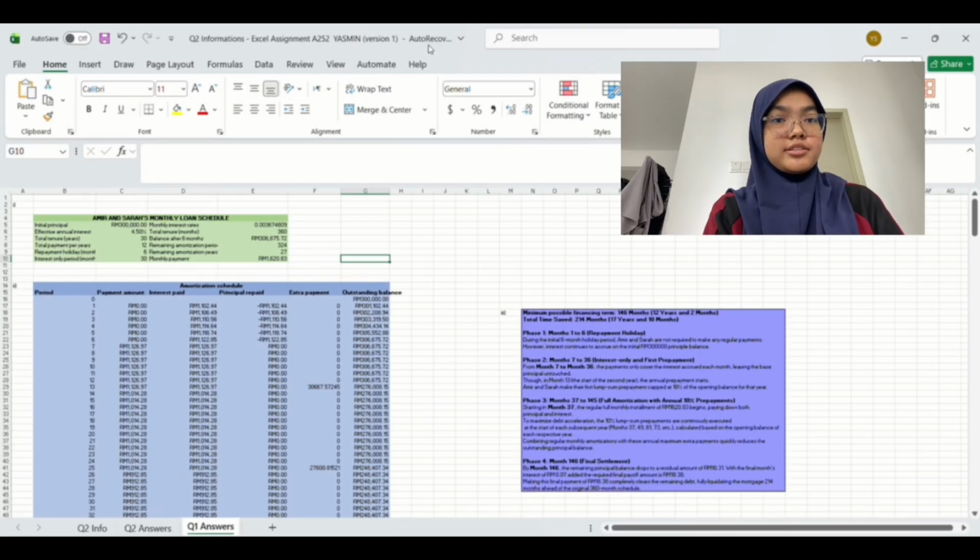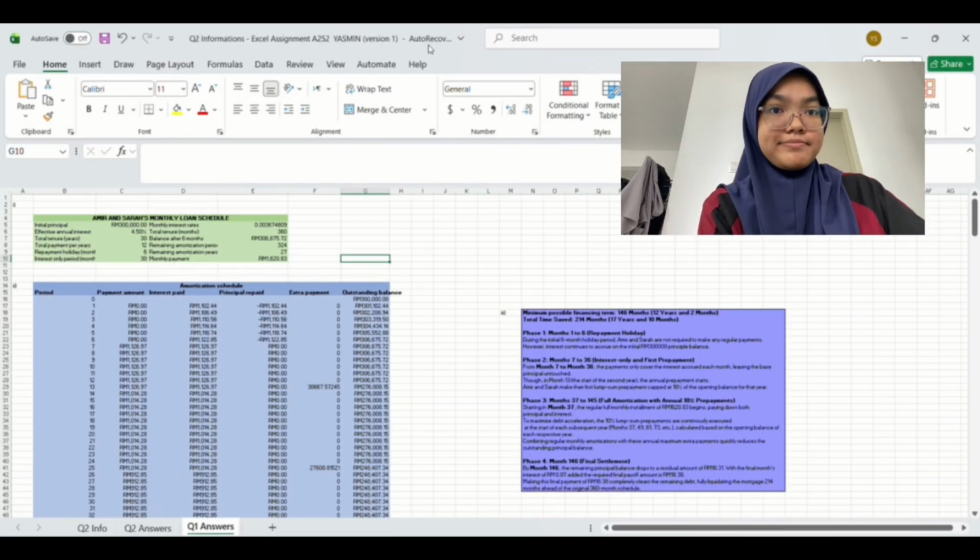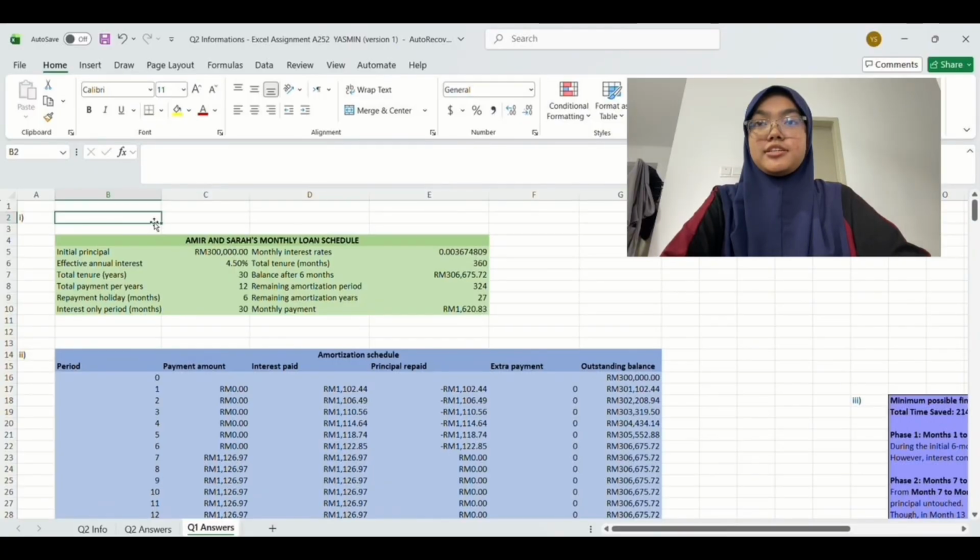So first, we're going to go to question 1. For the first question, it asks us to calculate the monthly regular installment. As we can see here, this is the monthly payment, or monthly regular installment, and this is all the information that is mentioned in the question that I put in the table.